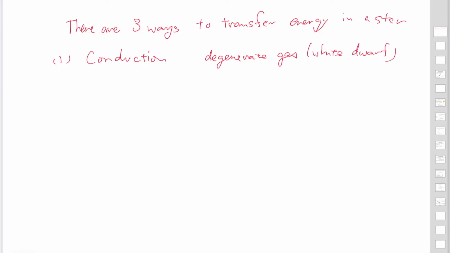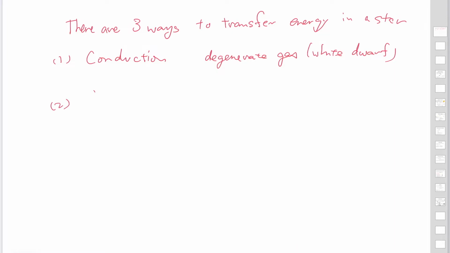Because the electrons need to move a long distance to find an empty space, they move to a region where the degeneracy condition is not satisfied. Conduction is not efficient for transferring energy in standard stars, but it is a very important way to transfer energy in a degenerate gas.